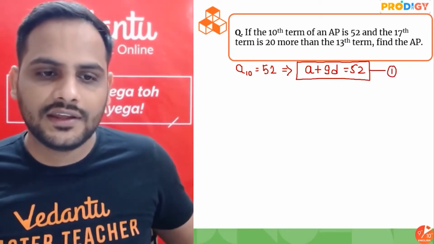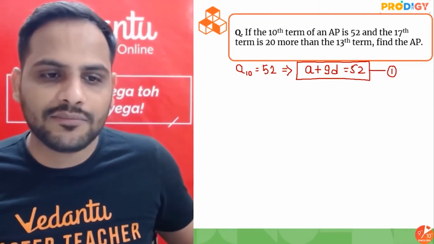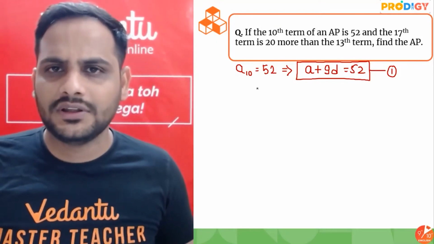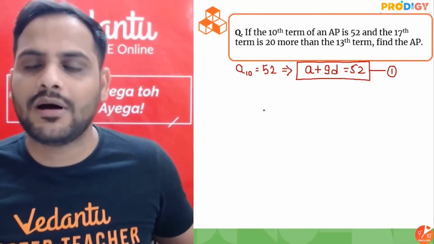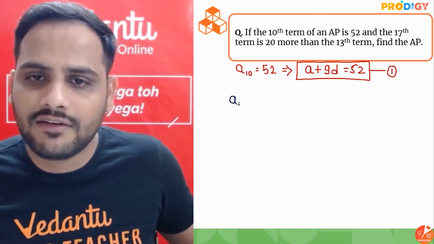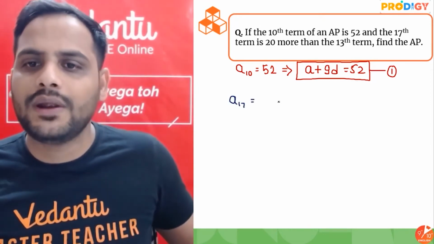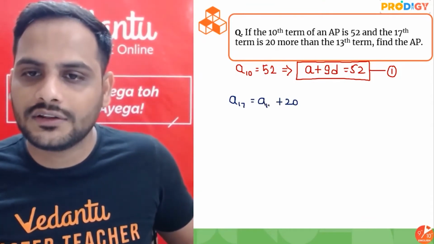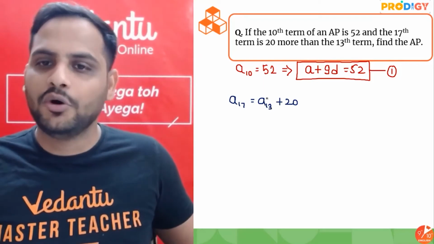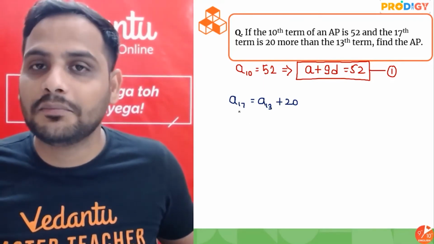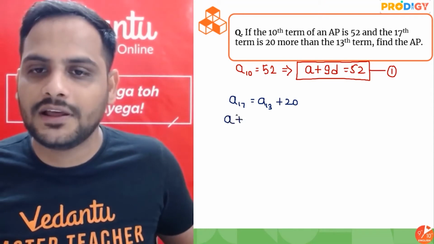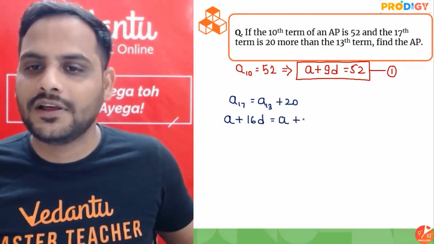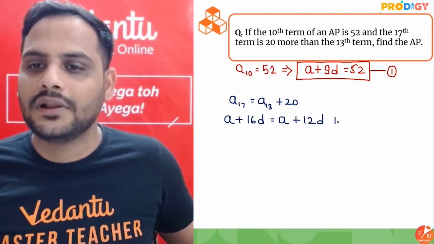Second equation, they are saying the 17th term is 20 more than the 13th term. How do I write it mathematically? I can say the 17th term is 20 more, meaning plus 20, in what? More than the 13th term. So in a 13th. The 17th term by the general term formula, I can write as a plus (17 minus 1)d, 16d. And the 13th term I can write as a plus (13 minus 1)d, 12d, plus 20.